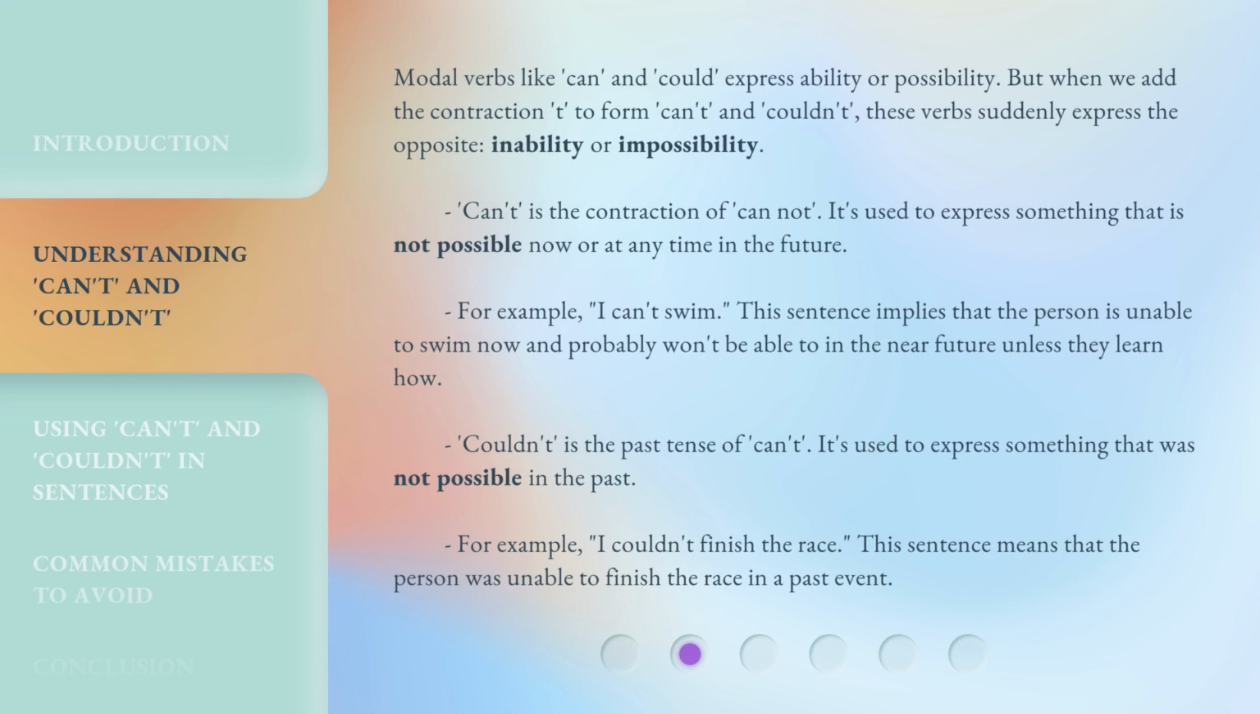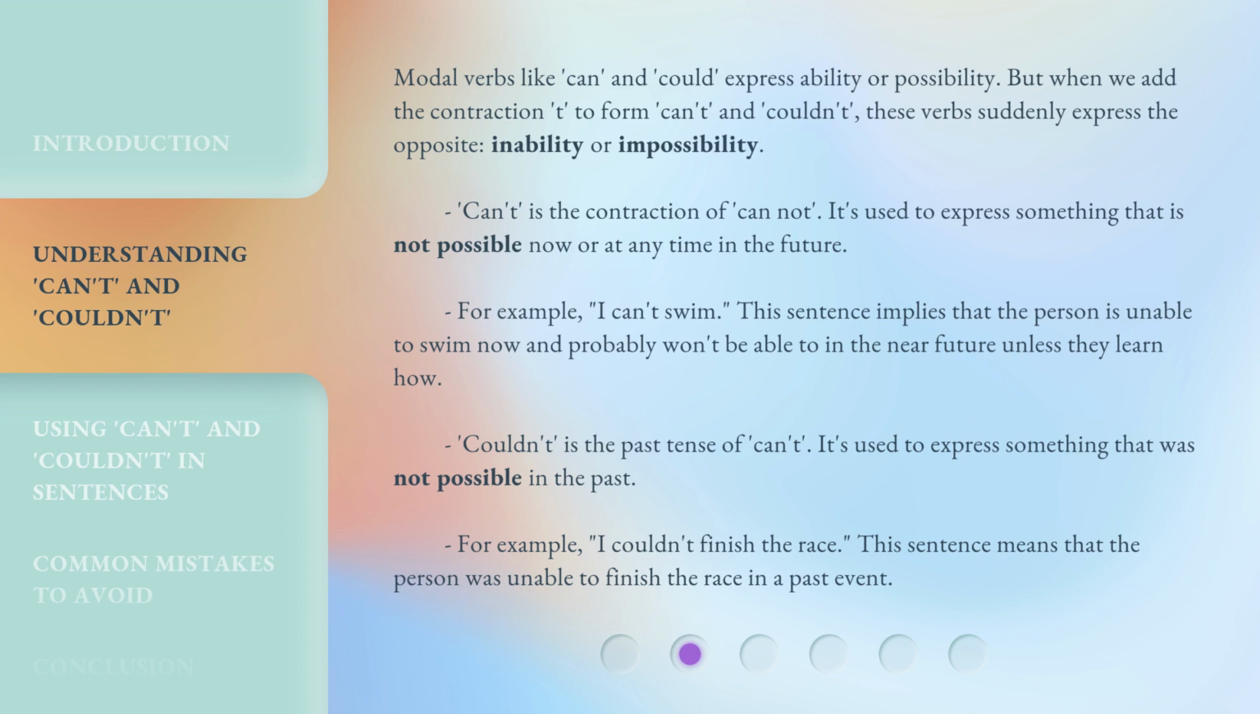Modal verbs like can and could express ability or possibility. But when we add the contraction n't to form can't and couldn't, these verbs suddenly express the opposite, inability or impossibility. Can't is the contraction of cannot. It's used to express something that is not possible now or at any time in the future. For example, I can't swim. This sentence implies that the person is unable to swim now and probably won't be able to in the near future unless they learn how.